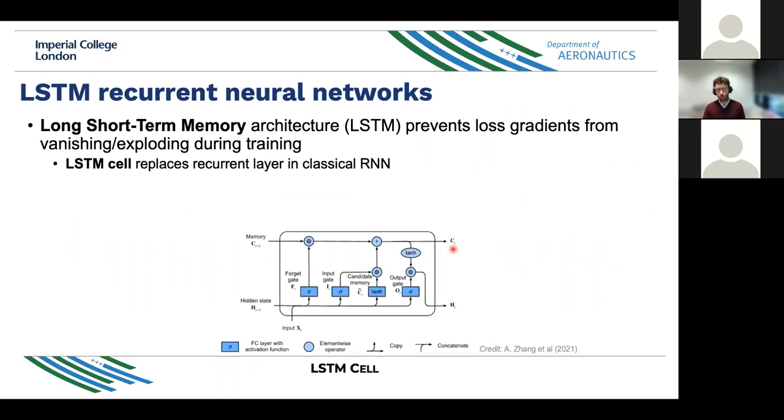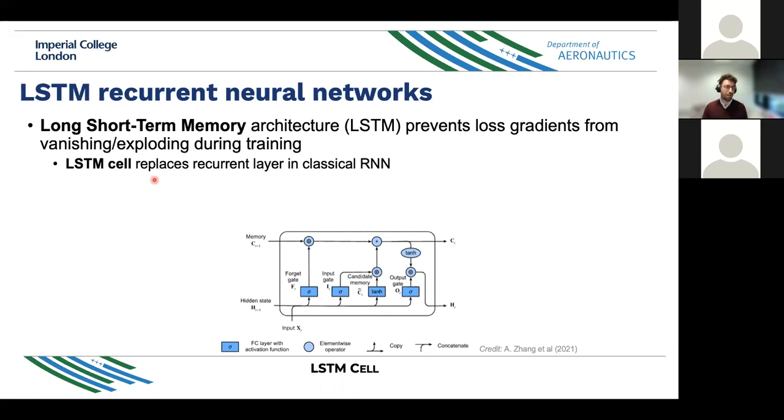So the particular flavor of recurrent neural network that we chose is the long short-term memory architecture, since this prevents gradients from vanishing or exploding during training with reasonable success, at least for the sequence length that we're dealing with here, which is in the order of 100 or 150 time steps.